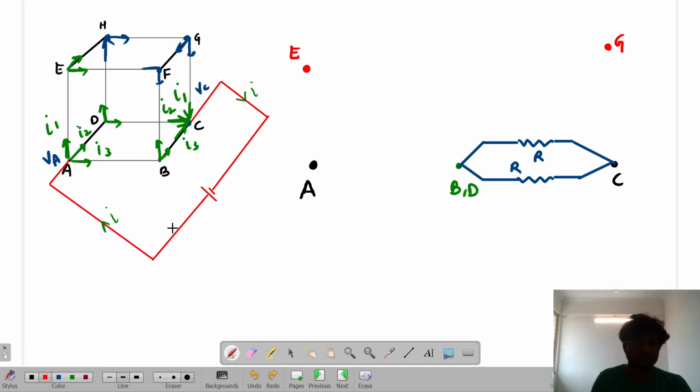Now, B and D are at the same potential, isn't it? Because they are ending up directly at C. Got it or not? Just after two divisions. So A to D, one more resistor is there. A to D, one more. Got it? So this is my circuit.